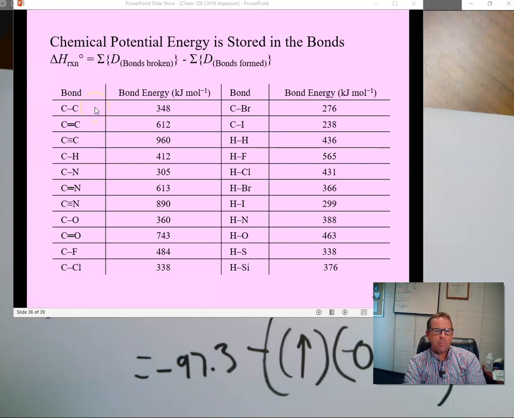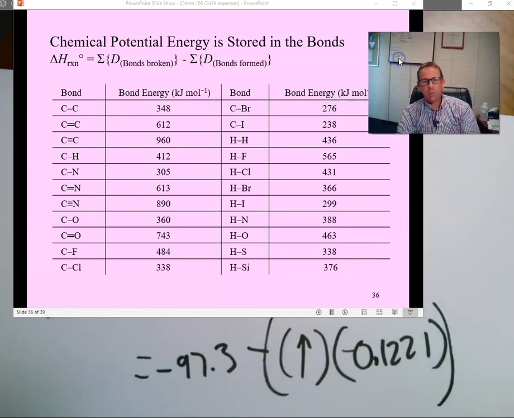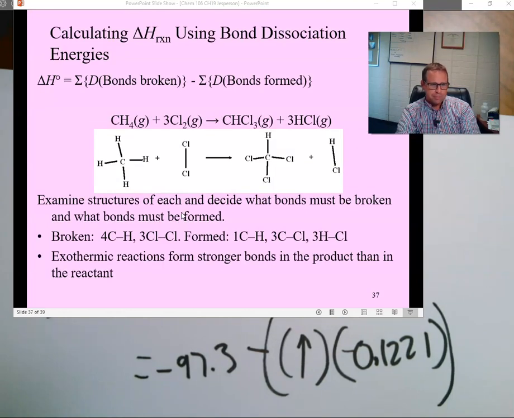So if we have a list of bond energies like this, and we can look specifically at our chemical reaction and know which bonds are broken and which bonds are formed, then we can use the list of energies like this to calculate the delta H for a chemical reaction. So, here's an example: CH4, methane gas, plus 3 moles of chlorine gas, forming CHCl3, methylene chloride, and 3 HCl.